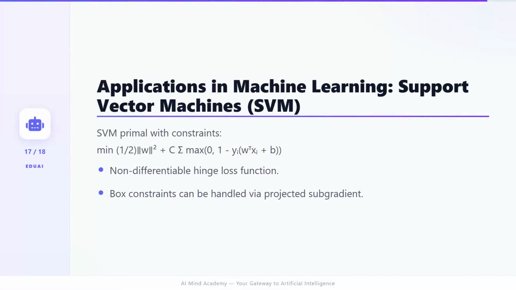Subgradient methods are also used in training support vector machines, SVMs. The primal SVM formulation involves minimizing a combination of the weight norm and a hinge loss function. The hinge loss is non-differentiable, making subgradient methods a natural choice for optimization. Additionally, box constraints on the variables can be handled using projected subgradient methods.